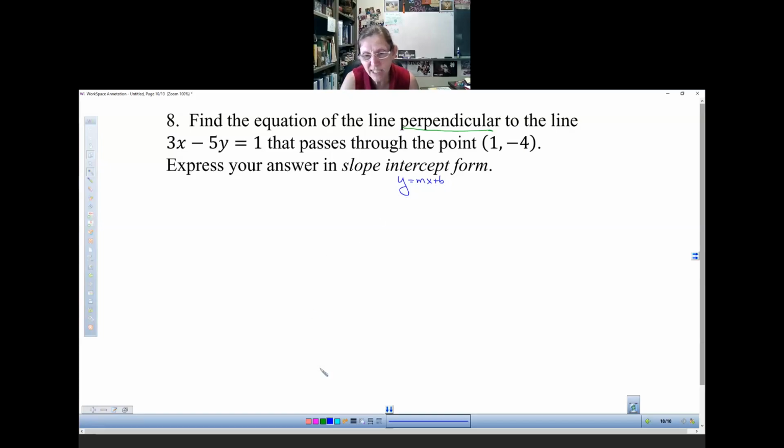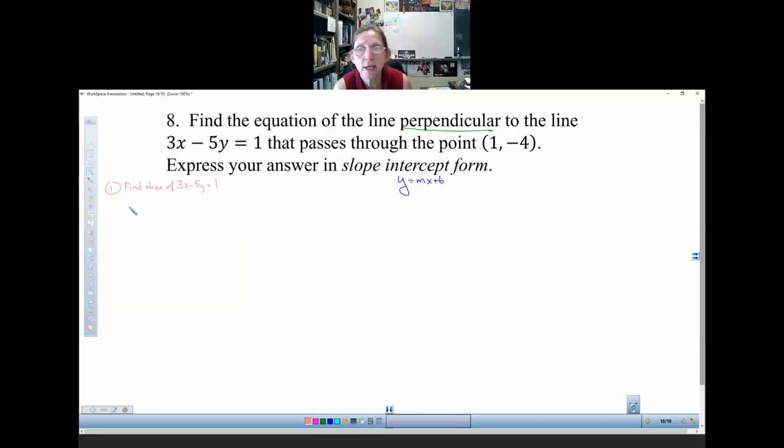But same thing we did a while ago, I'm going to make a list of the steps we have to go through. So if this is the instructions you see, the first thing we have to do is find the slope of 3x minus 5y is equal to 1. And we do that by solving this for y. Okay, so we'll go ahead and do these as I write the steps.